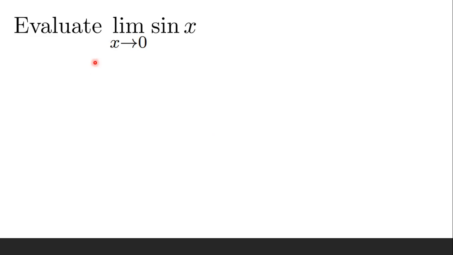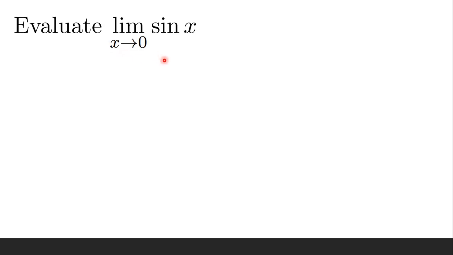Let's have another example. Evaluate the limit of sine x. Now we are having a trigonometric function. Sine is a trigonometric function. The first one is an exponential function. The second one is a logarithmic function. And this one is a trigonometric function. Since there are only three types of transcendental functions, let's evaluate the limit of sine x as x approaches 0.